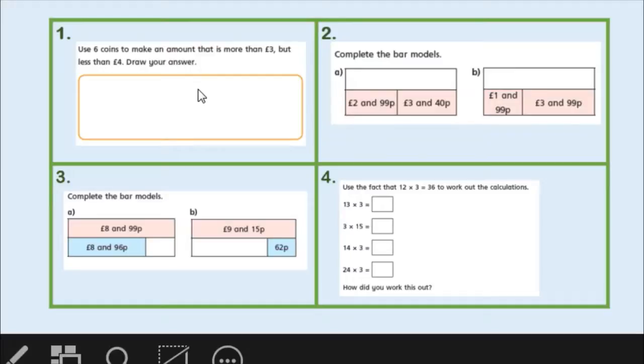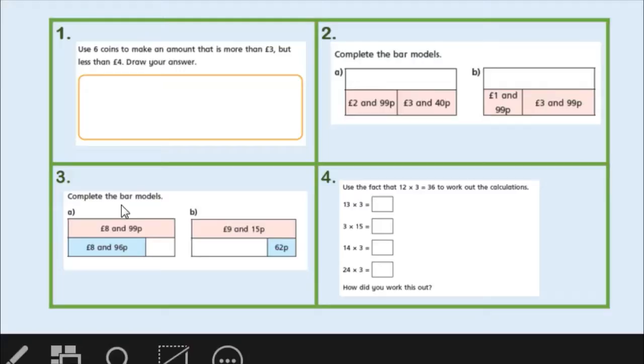Number 2, complete the bar model. You can draw these bar models in your book. You've got 2 bar models here. For A, you've got £2.99 and £3.40. Those are your 2 parts. What is the whole amount here? What's the whole total? And then for B, you've got £1.99 and £3.99. Think about what 99 is very close to, and then tell me what your whole amount is.